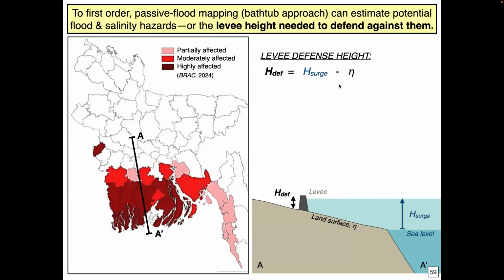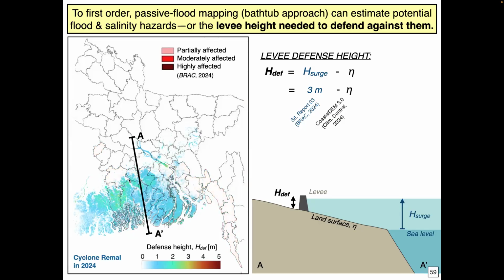And we call this the levee defense height, or HDEF. It's just a simple subtraction. And if you plug in some values from the situation report of the cyclone, we can actually make a map of where we think defense is needed for an event like this. I'm going to update this thing on the left, and you can see that this defense height that's mapped from an equation like this actually does a decent job at overlaying the affected areas from the event. So to first order, at least, it does an okay job.